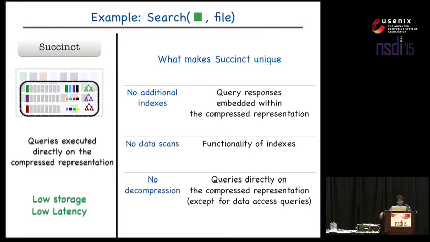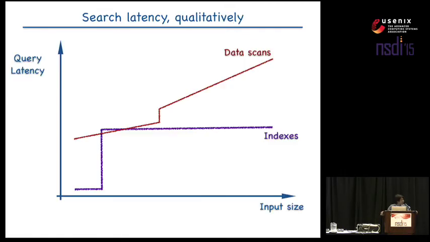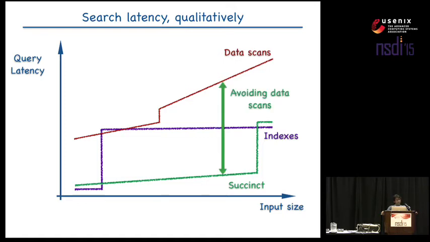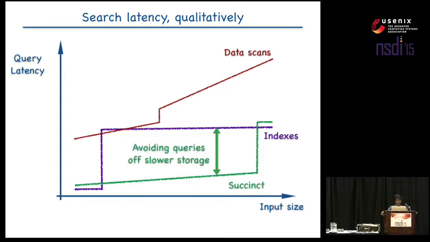Okay, so let's get back to this graph and see where Succinct fits. So essentially, this is where Succinct fits. If you think about it, in comparison to data scans, we avoid data scans and hence get good latency. In comparison to indexes, we avoid queries of slower storage and hence get gains.